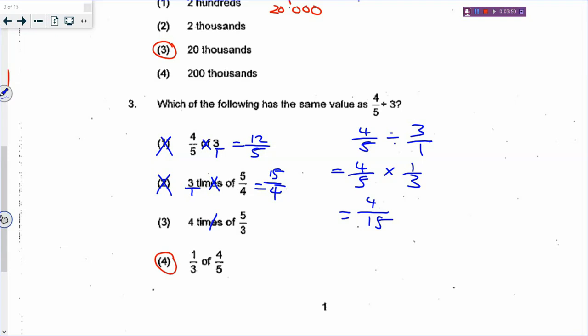What is 4 times of 5 over 3? So you change the whole number into a fraction. So 4 times 5 is 20, and then 1 times 3 is 3. So not the value. Alright, next one, 1/3 of 4/5. So 1/3 times 4/5. So 1 times 4, and then 3 times 5. And that's the value. So answer number 4.